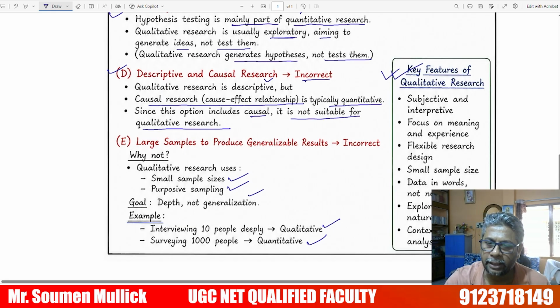Number 1, subjective and interpretive. Number 2, focus on meaning and experience. Number 4, flexible research design. Number 5, small sample size. Data in words, not numbers. Exploratory in nature and context-based analysis. These are the qualitative research features.